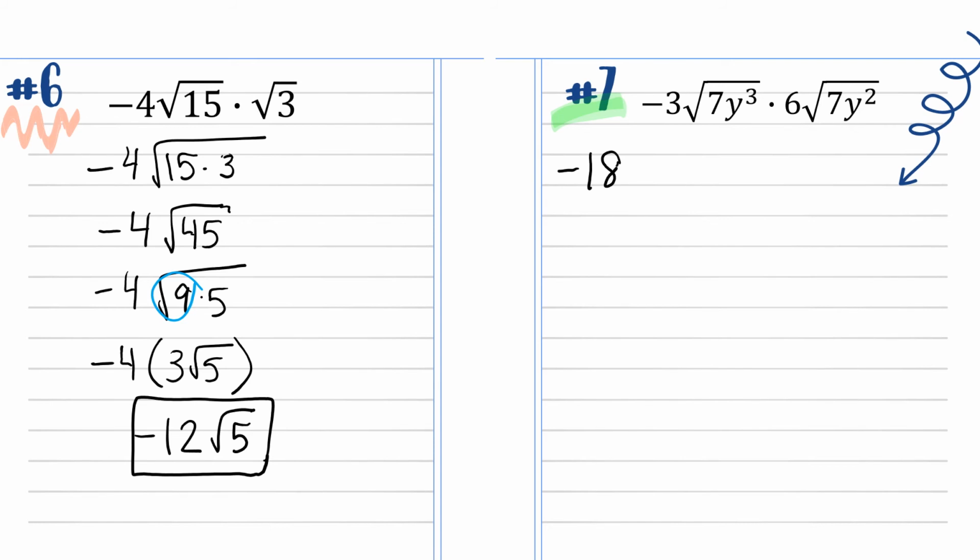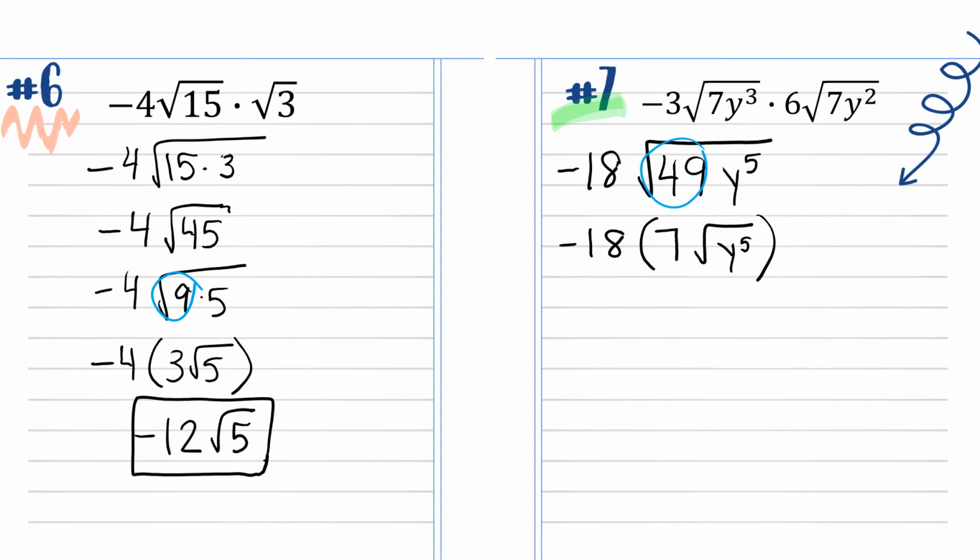Then I'm just going to combine everything into one square root. So I have the square root of 7 times 7 would give me 49. And then y cubed times y squared, just like in those very beginning problems, the same base, we can add those exponents to be y to the 5th. Now from here, I want to go ahead and simplify anything that I can. The first thing I notice, square root of 49, I know is just 7. So I'm going to write this as negative 18 times 7, and then I have the square root of y to the 5th.